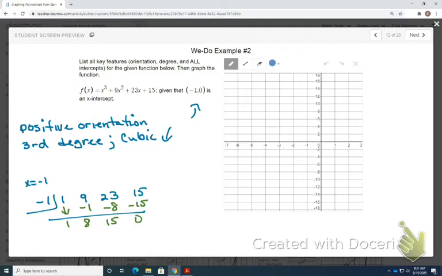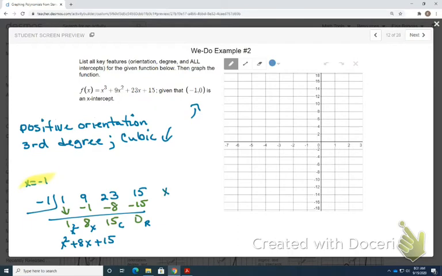We know that this is the remainder, constant term, x squared. So I'm left with x squared plus 8x plus 15. And I need to find the remaining zeros. So I know that one of them is negative 1. I need to solve that quadratic by factoring.